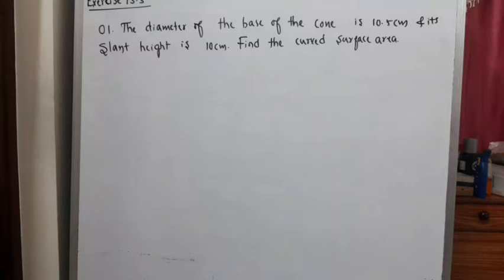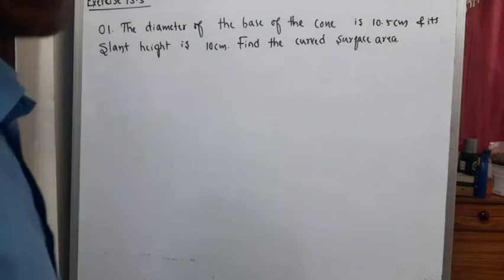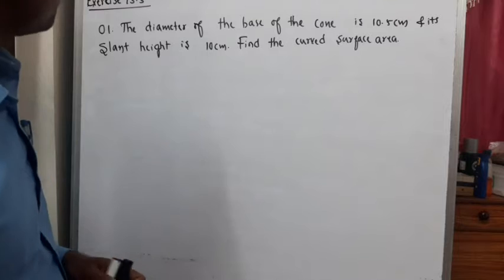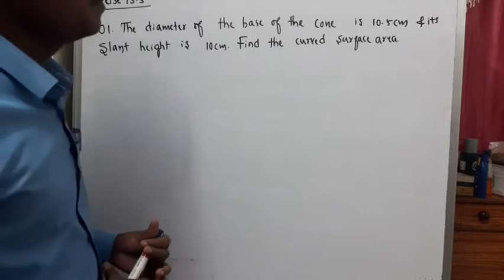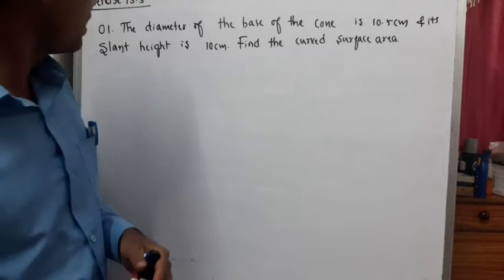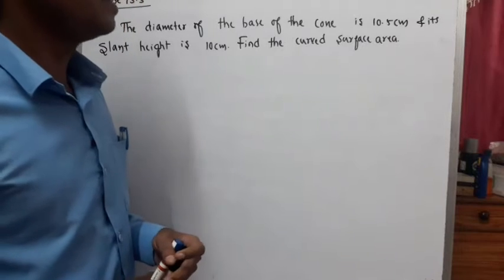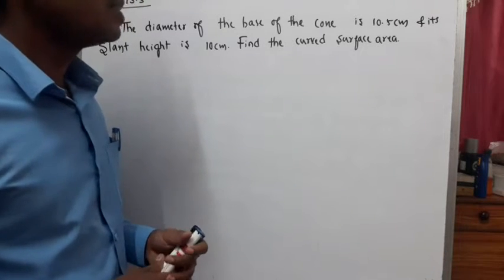So dear students, we'll start with exercise 13.3 which is based on the cone. First question: the diameter of the base of the cone is 10.5 centimeter and its slant height is 10 centimeter. Find the curved surface area.